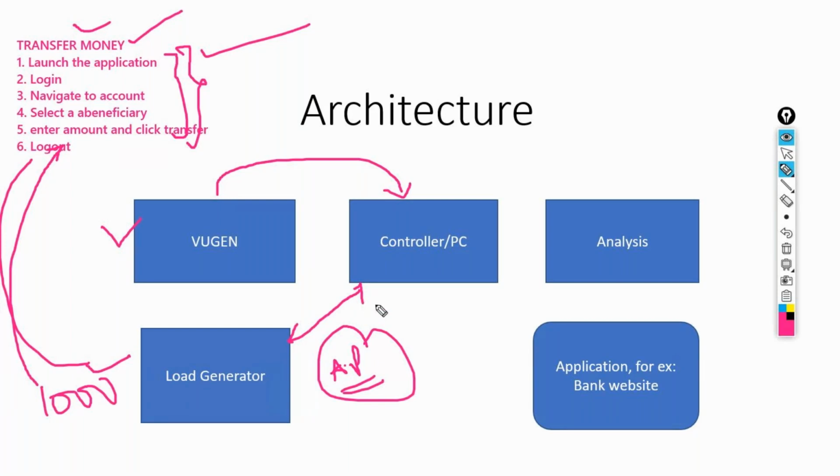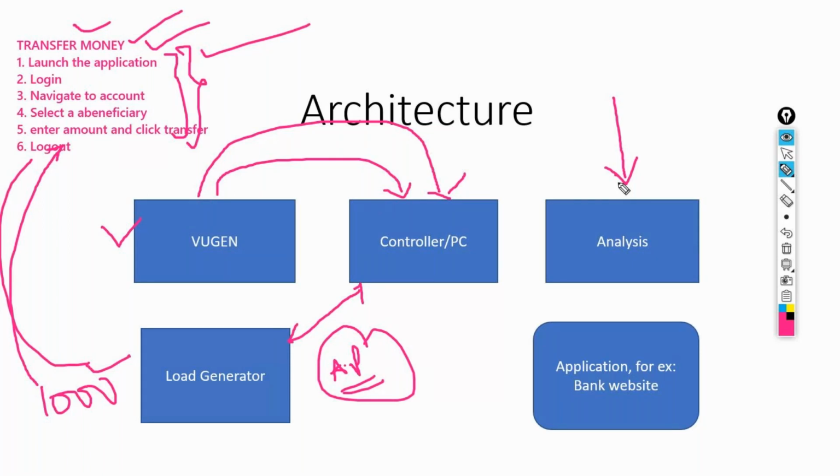But on the whole, at a high level, these are the components: load generator, Vusion, controller or performance center, and analysis. Load generator is to simulate virtual users. Vusion is to develop, record or generate the script for these sorts of functionalities. Once the script is developed, we upload those scripts to the controller or performance center, where we trigger the load test. Once the load test is executed, all the results can be analyzed using the analysis component. And then you tell your client or the application team or the development team that, hey, this is how your application is working.